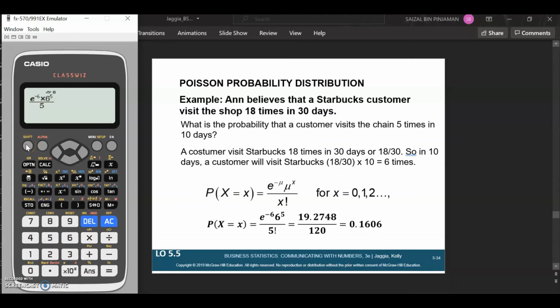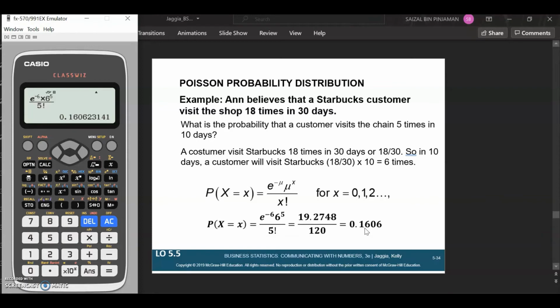In order to get the factorial, press shift, press x to the power of -1, or x superscript -1. Here we have x factorial. After that, press the equal to button in order to get the answer. Here we have 0.1606, which is identical to the answer that we get based on the question.